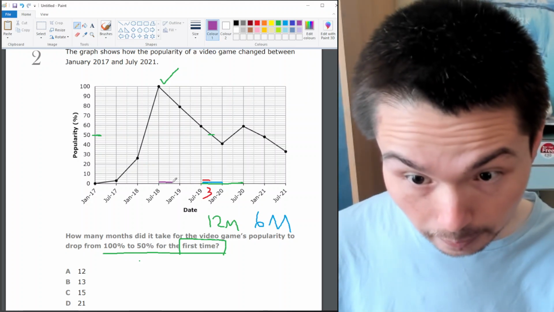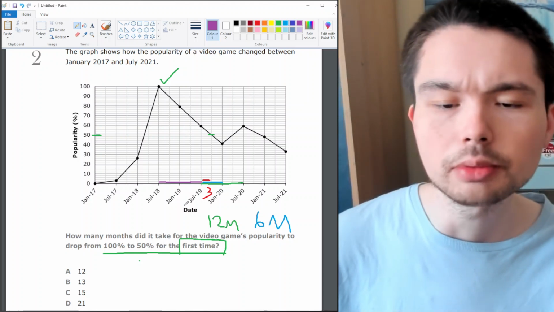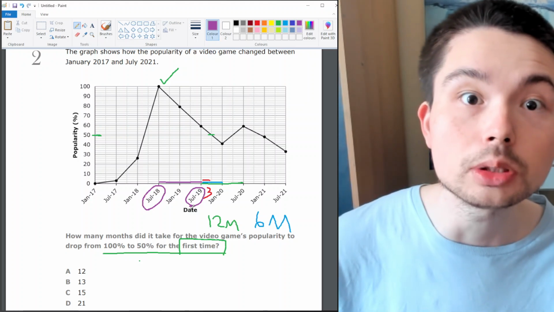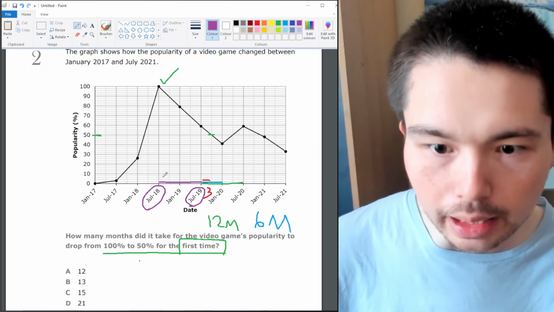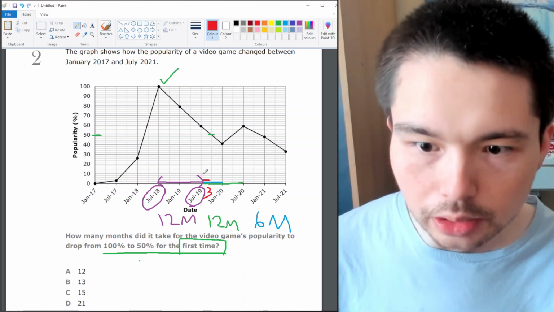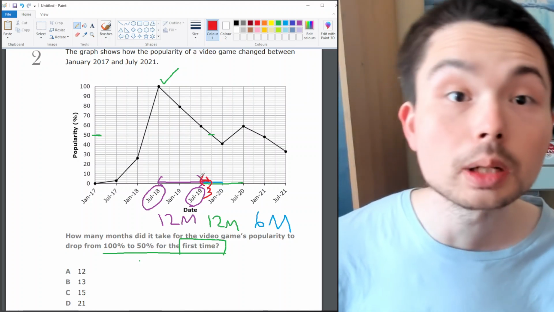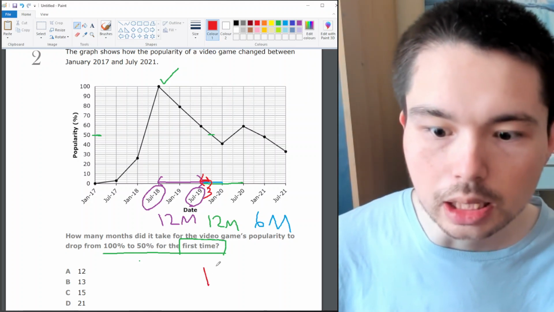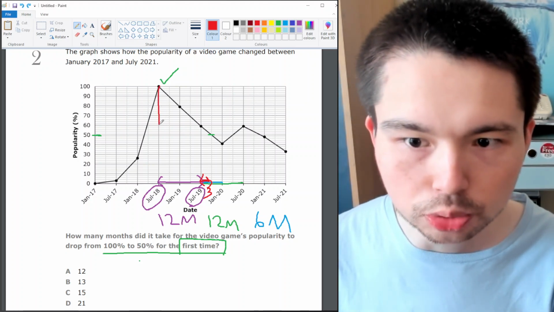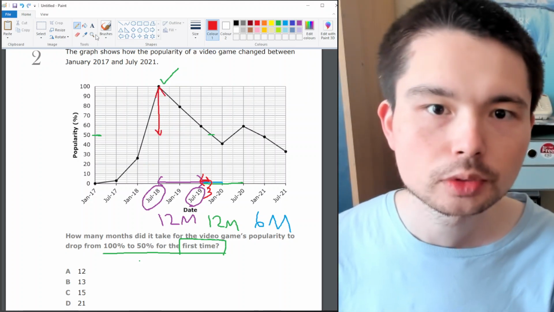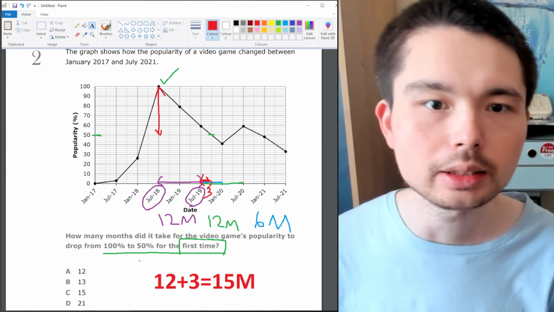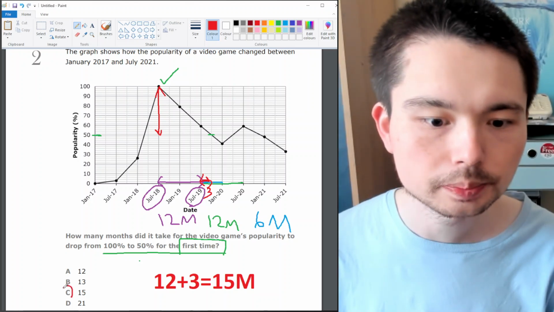This bit. Why am I going for that big gap? Because I just want to go for the year. Because a year is easy to look at, because 1 year is 12 months. That purple line is 12 months. And then we're just going a little bit more. Purple plus red, 12 plus 3 is equal to 15 months. And that is that gap. And you're dropping from here to there. 12 plus 3 equals 15 months. That is our answer, circle C. Tick.